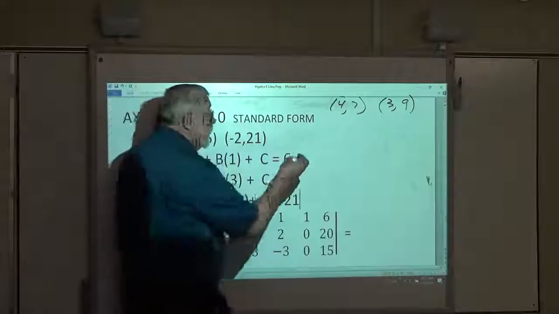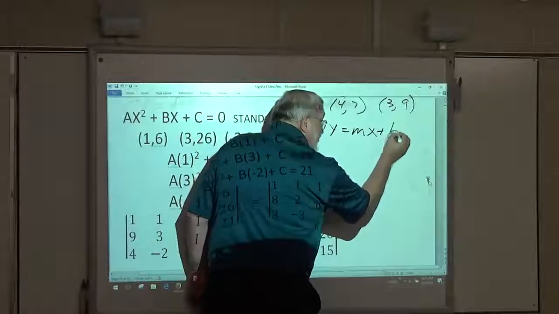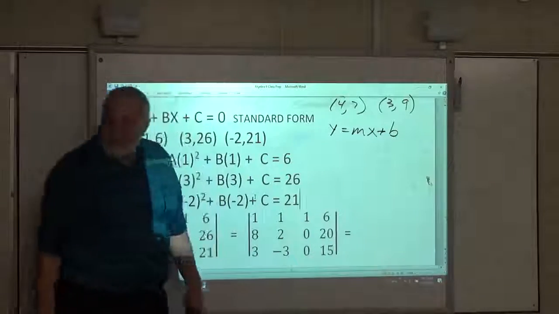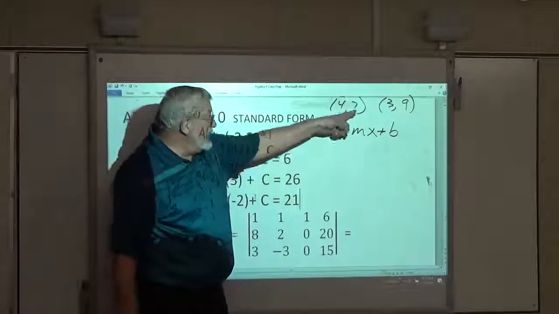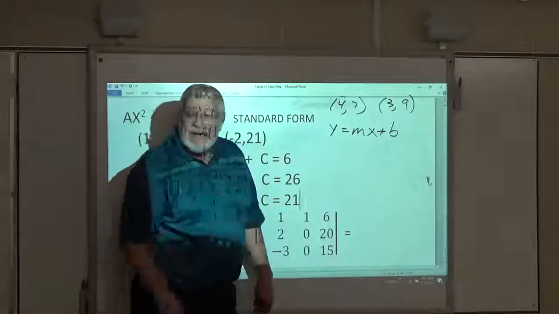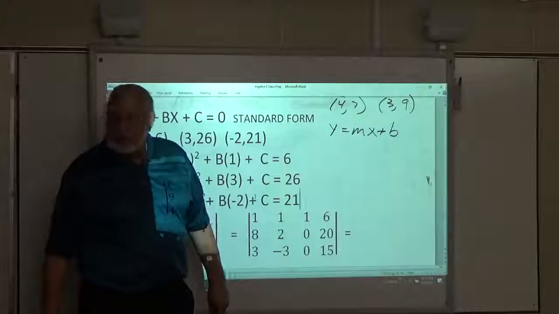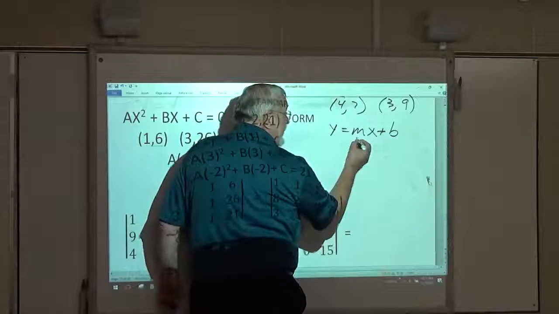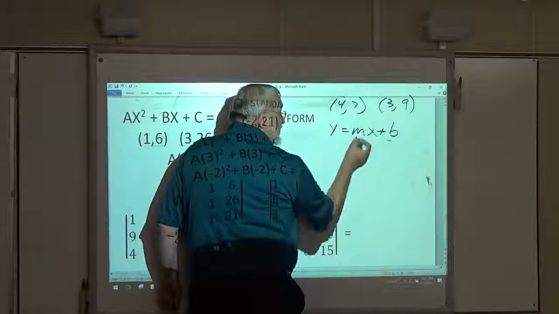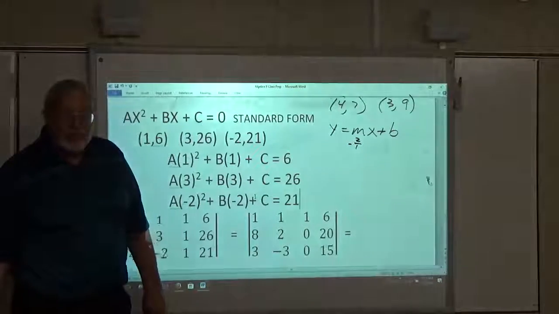All right, we know y equals mx plus b, right? I have an x and a y. I can use either one of those points. What's the m represent? Slope. How do you find slope? All right. Start here. The y goes up 2, and the x goes down 1. So my slope is -2.